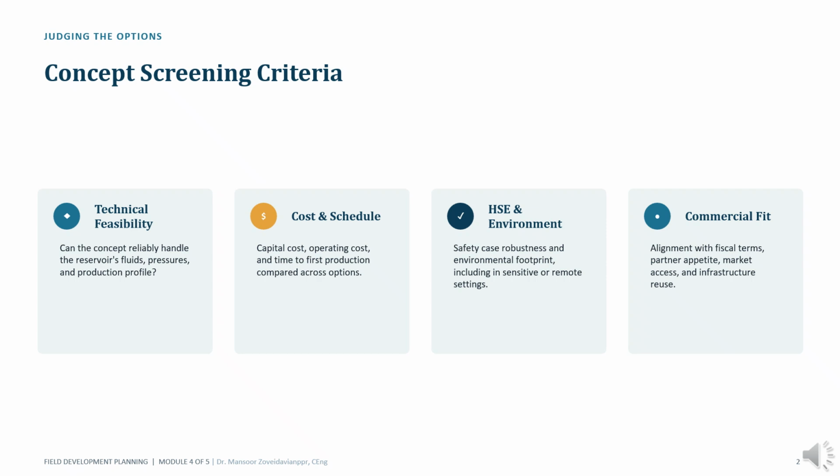The first is technical feasibility. Can the concept safely and reliably produce the reservoir over its expected life? The second is cost and schedule. What is the capital investment, operating cost, and time required to reach production? The third is HSE and environmental performance. Different concepts carry different safety risks and environmental impacts. The fourth is commercial fit. This includes fiscal terms, infrastructure access, market opportunities, and partner expectations.